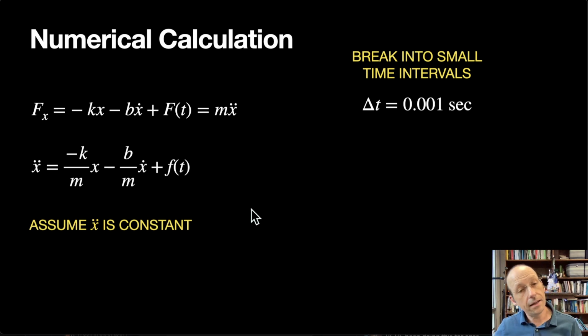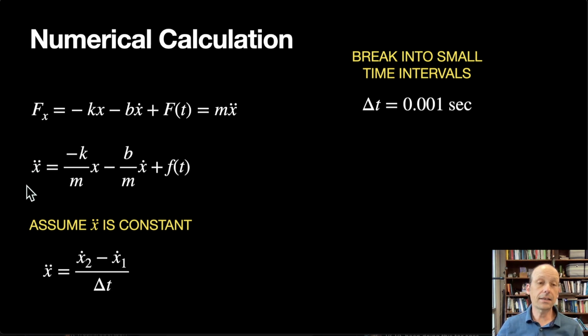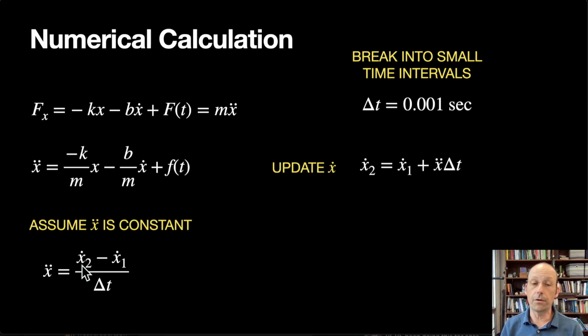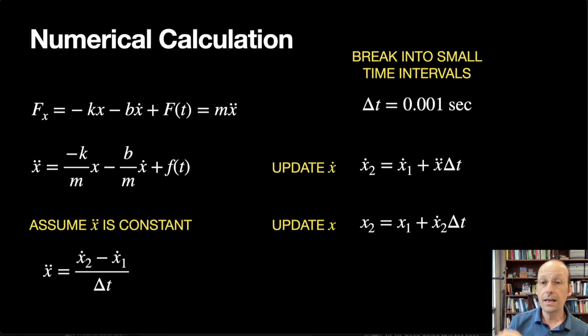If it is constant, I can write the acceleration as the change in velocity with respect to time, delta x dot over delta t. And so I can write it like this, and then I can use that to solve for x2 dot, which is the velocity at the end of the time interval. x1 dot is the velocity at the beginning of the time interval. So there's my update velocity equation. I can do the exact same thing for x. I can assume x dot is constant and solve for the position at the end of the time interval.